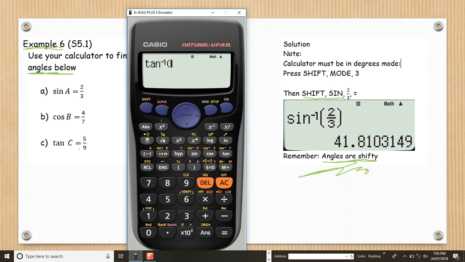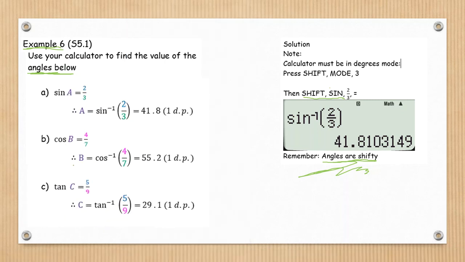Next one, tan c equals 5/9. So we have shift tan 5/9. And round it to the nearest degree. These answers I've rounded to one decimal place, which is fine.